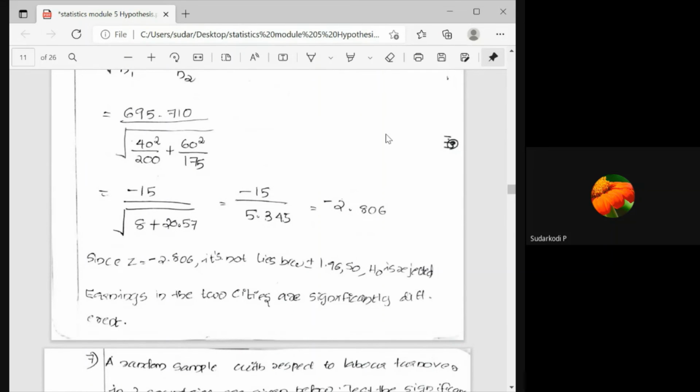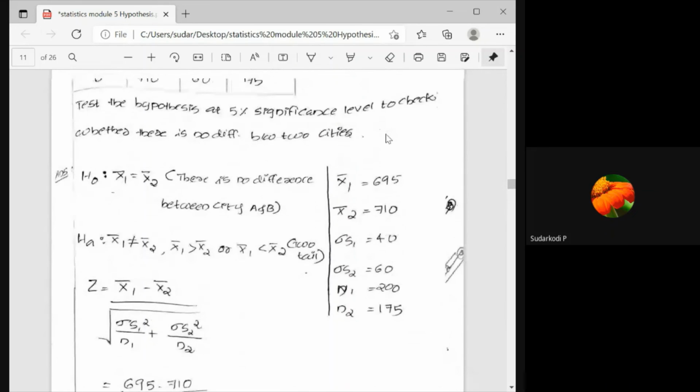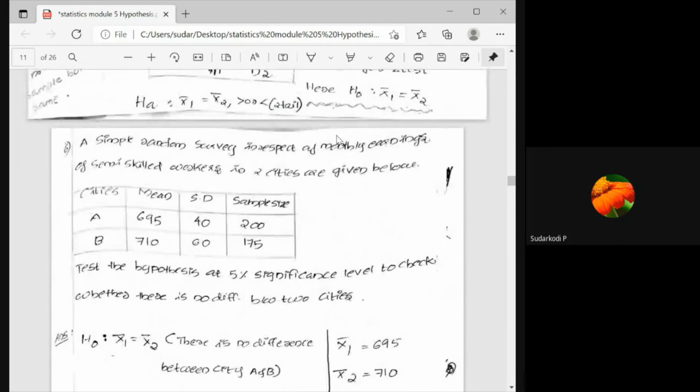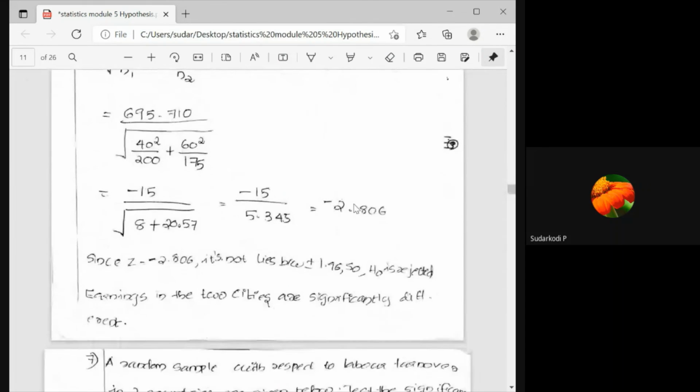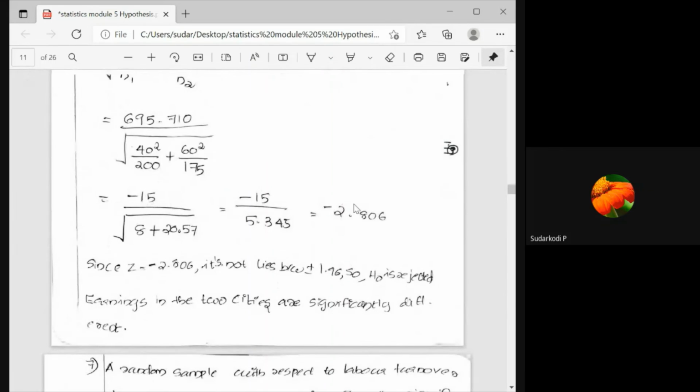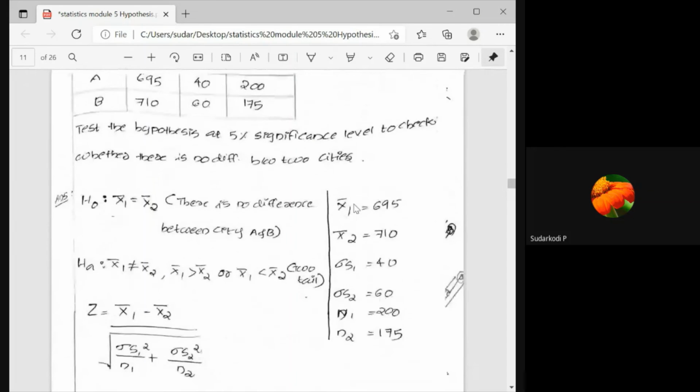You don't say that the city A perception with respect to monthly earnings of semi-skilled workers is different and the city B perception with respect to monthly earnings of semi-skilled workers is different, since your hypothesis is rejected. Got it?